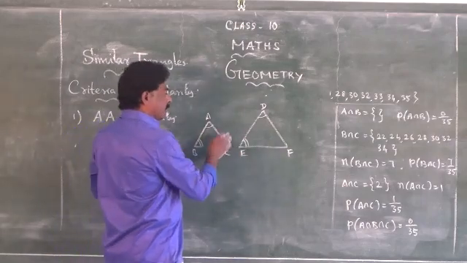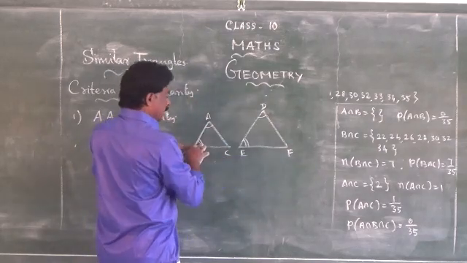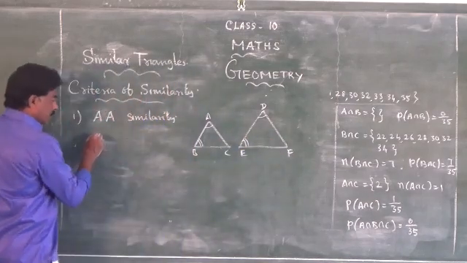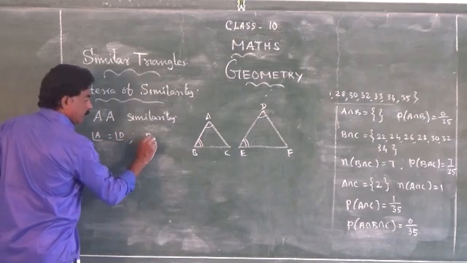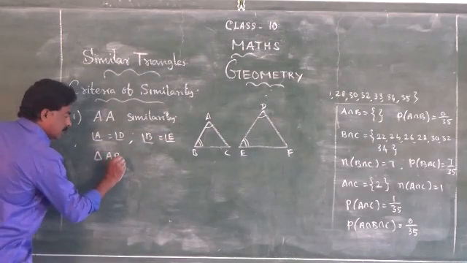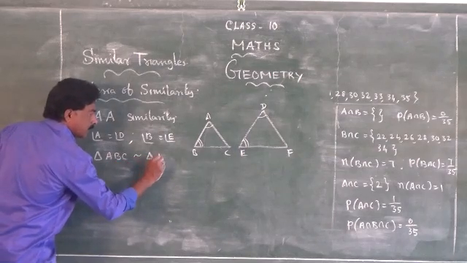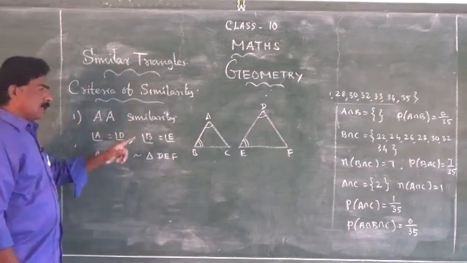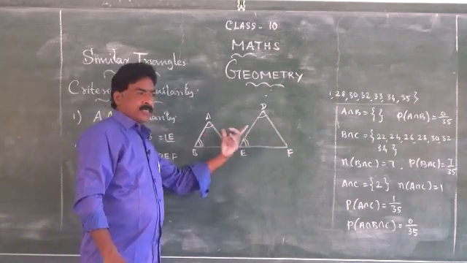Automatically the third angle will be equal, because the sum of the three angles is 180. Suppose if this is 60, this is also 60. If 50, this is 50. Automatically this will be 70, this will be 70. Therefore, if angle A is equal to angle D and angle B is equal to angle E, then triangle ABC is similar, for which we use this symbol, to triangle DEF, by angle similarity, two angles. If you want, you can compare the third angle also, but comparing any two angles is enough.